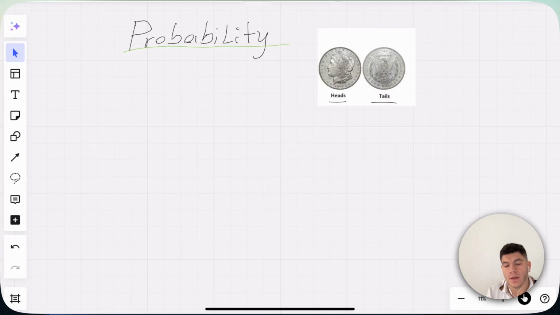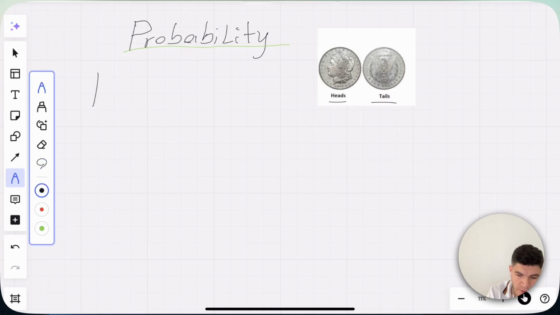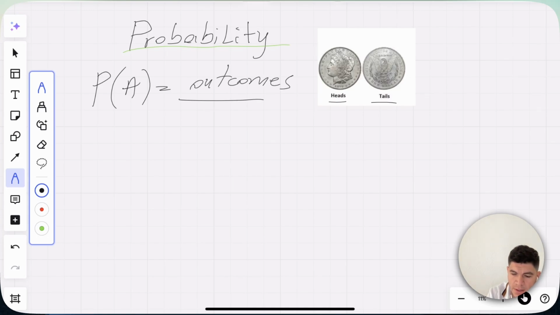calculating the chance of an event occurring among all possible outcomes. In statistics, we write it as P(A). It means the probability of event A happening. In simple words, it's the set of all favorable outcomes divided by the total set of outcomes.